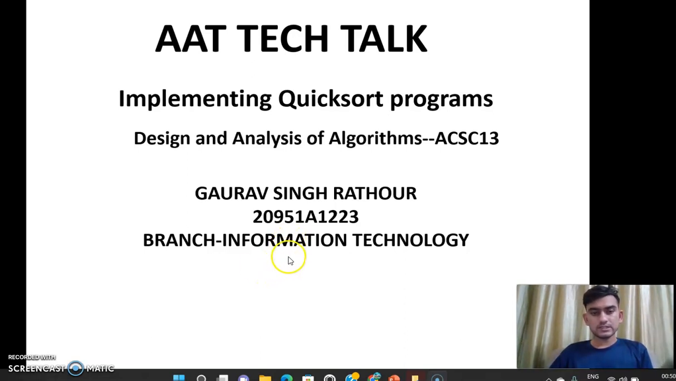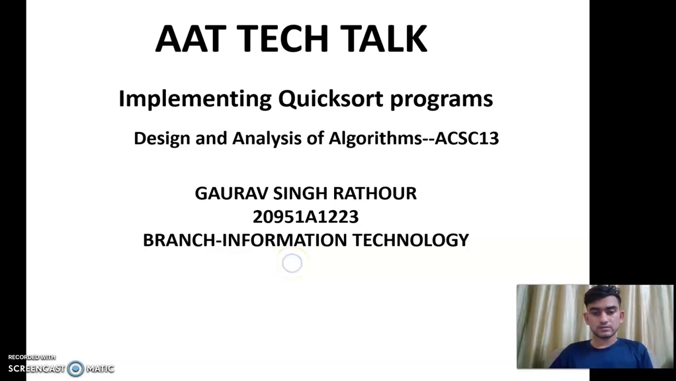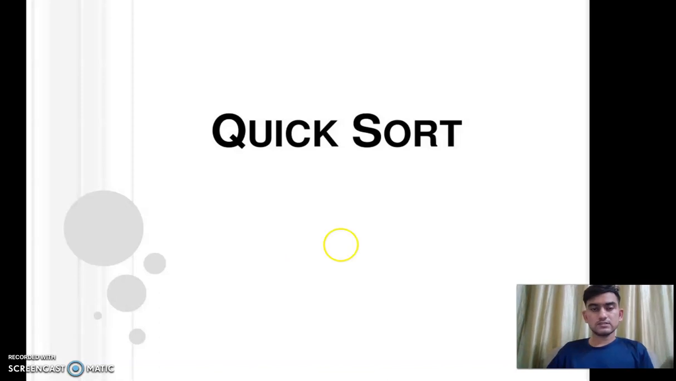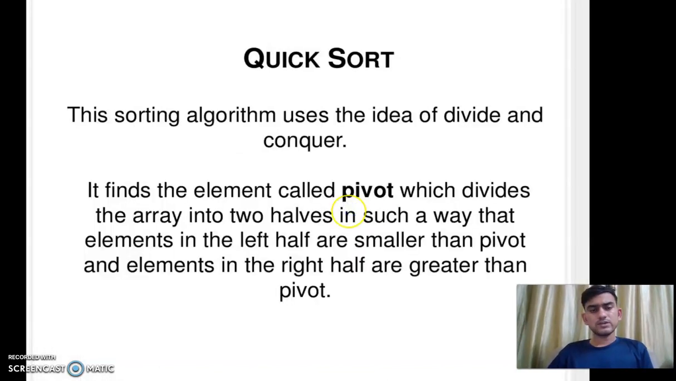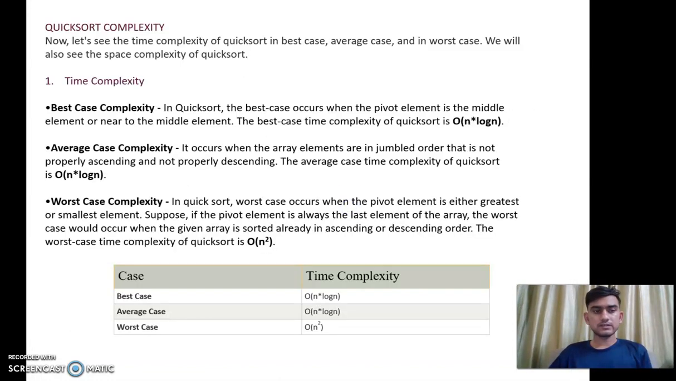Today we are going to discuss a topic: implementing the quicksort. Now we will see how the quicksort algorithm works. What is quicksort? This sorting algorithm uses the idea of the divide and conquer rule. It finds an element called the pivot, which divides the array into two halves in such a way that elements in the left half are smaller than the pivot and elements in the right half are greater than the pivot.